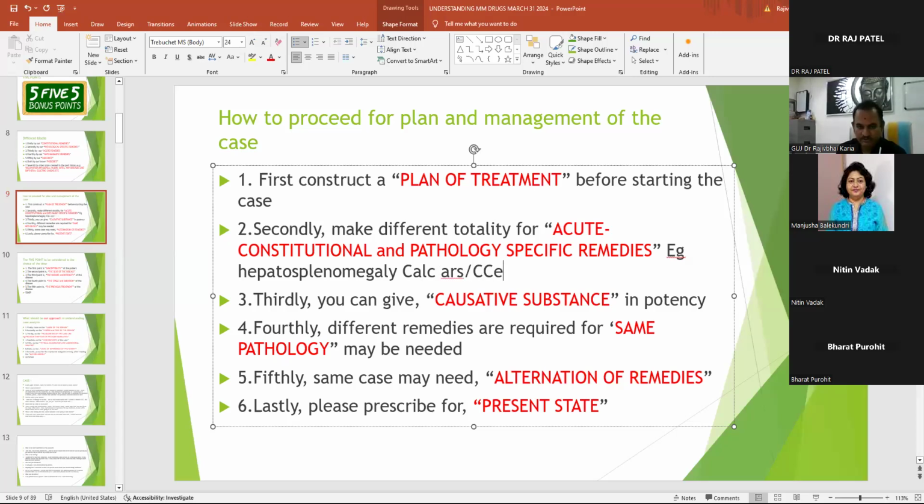And then you can think about Cyananthus. Thirdly, the causative substance. Fourth, different remedies may be required for the same pathology. Fifth, the same case may need alteration of the remedies. Lastly, please prescribe for the present state. My God, it's so important. Please prescribe for the present state.